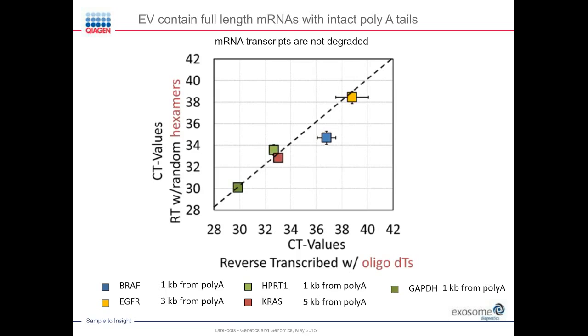And as you can see in this example, the CT values are all pretty much the same, no matter whether we use oligo-dT or random hexamers, even as far out as 5 kilobases from the poly-A tail in case of the KRAS amplicon. So this indicates that even up to 5 kb out, there is no sign of any degradation, which on first glance is pretty surprising if you consider how the electropherograms look.